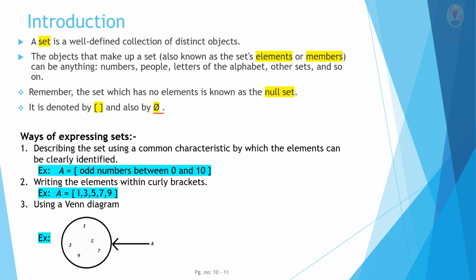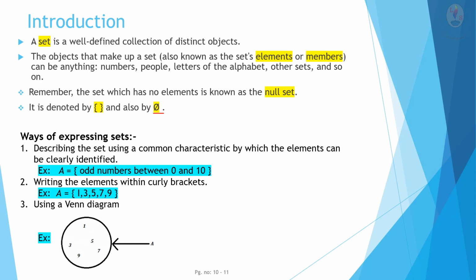Let us recall what was learned previously about the different ways in which a set can be expressed. This is the first way: describing the set using a common characteristic by which the elements can be clearly identified. Look at the example. Set A is odd numbers between 0 and 10. And the second way is writing the elements within curly brackets. The same example is taken for the second one also. There the elements of set A have been written. What are the elements? 1, 3, 5, 7, 9.